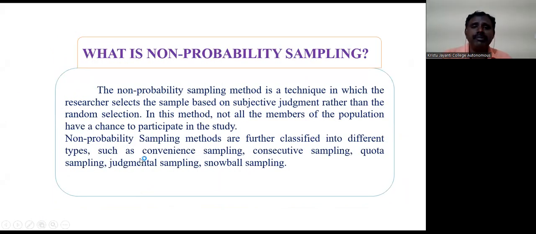Next one is non-probability sampling. Here the researcher selects the sample based on subjective judgment rather than random selection. So in this method, not all the members of the population have the chance to participate in the study. This also has different classifications.